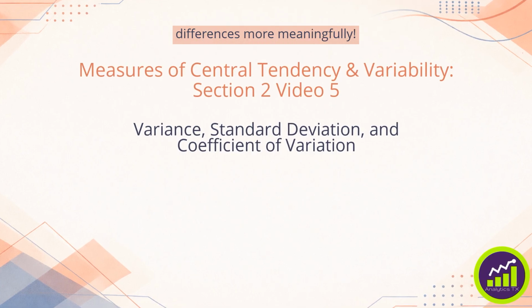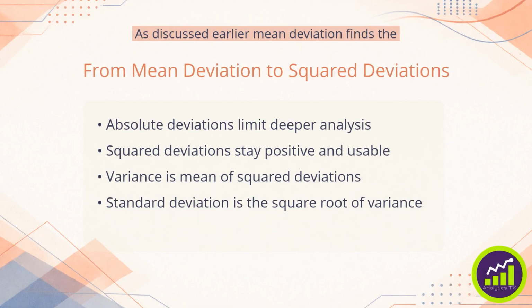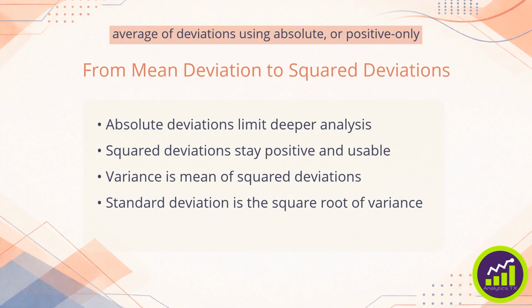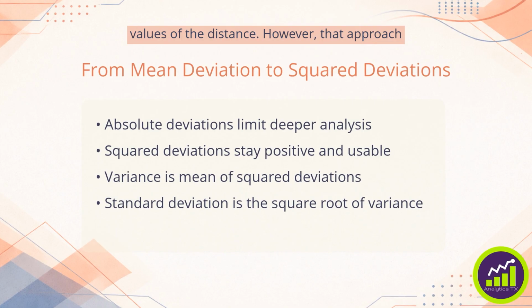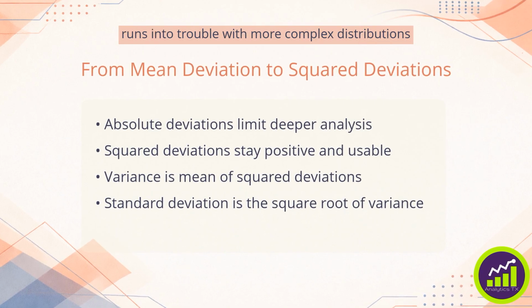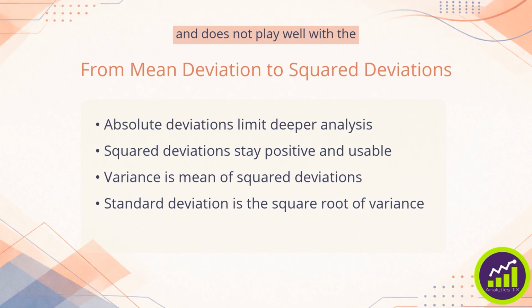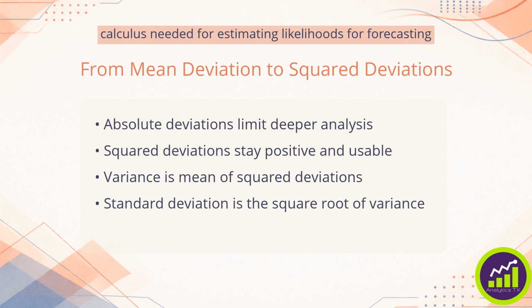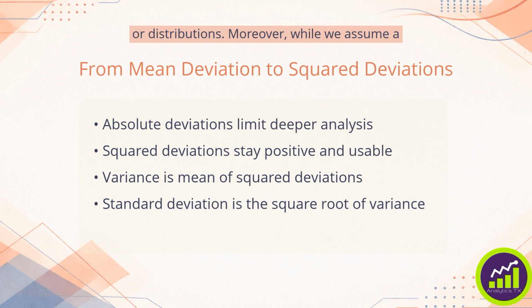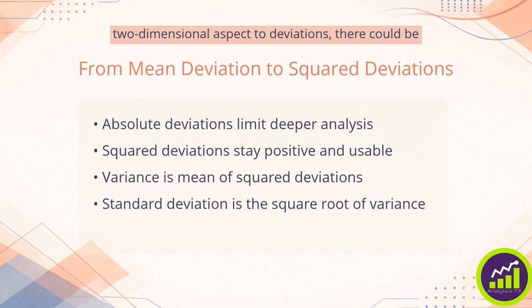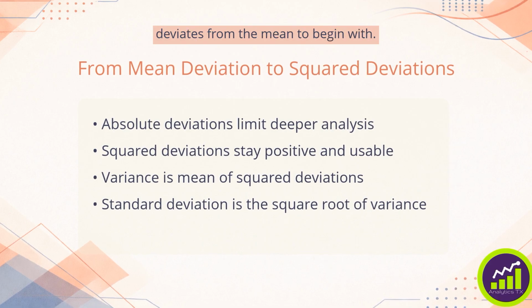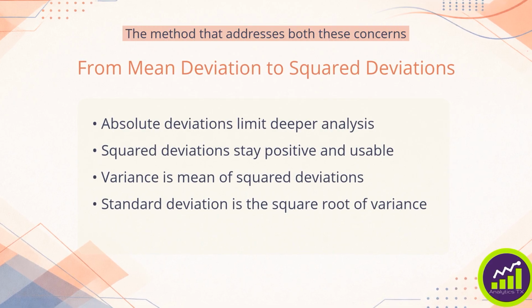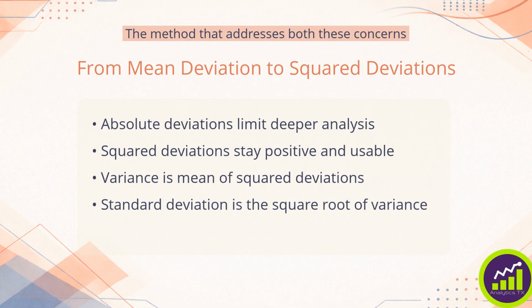differences more meaningfully. As discussed earlier, mean deviation finds the average of deviations using absolute or positive-only values of the distance. However, that approach runs into trouble with more complex distributions and does not play well with the calculus needed for estimating likelihoods for forecasting or distributions. Moreover, while we assume a two-dimensional aspect to deviations, there could be many reasons as to why the value deviates from the mean to begin with.